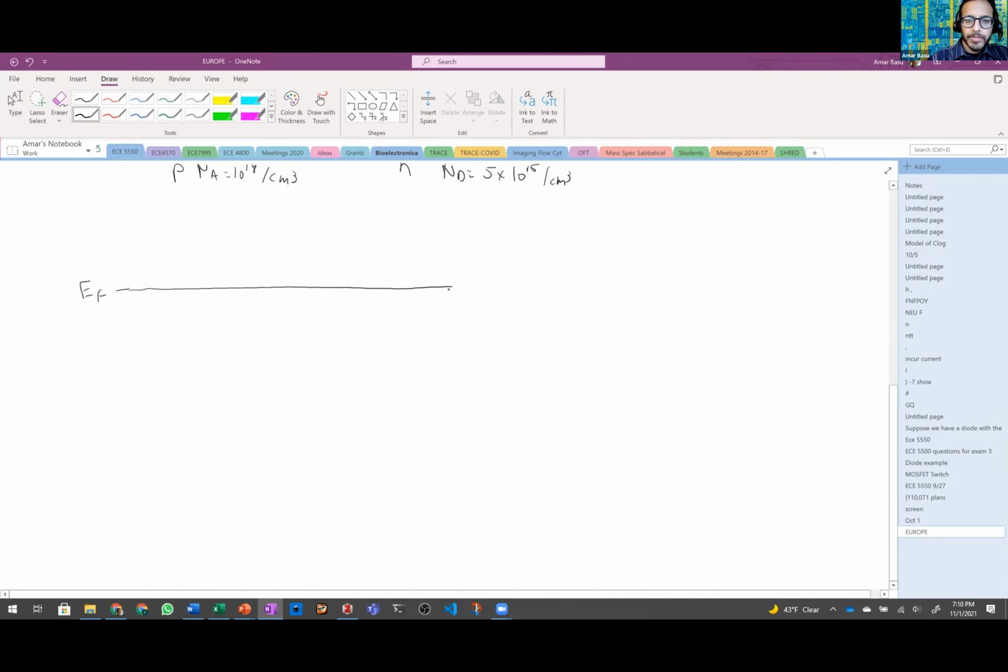Okay. So Corey or Janan, were you able to find the distance between E_F and the conduction band? Or between E_F and the intrinsic level?